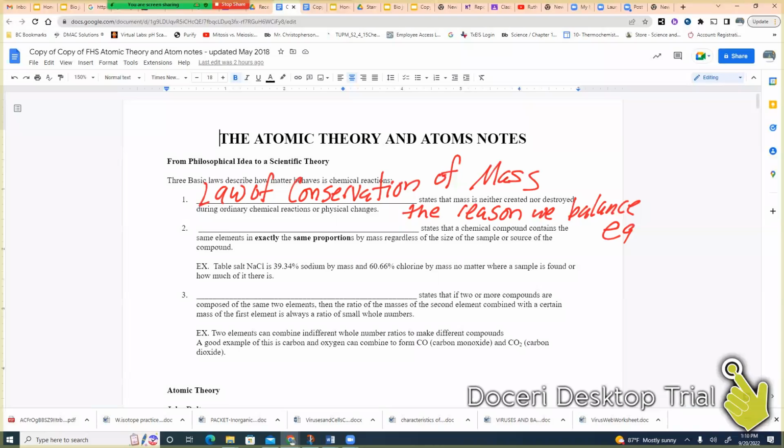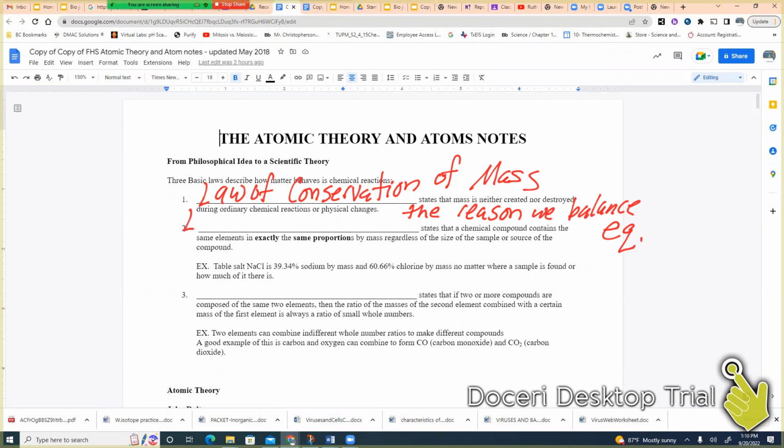I'm going to put EQ for equations. If you've done it correctly, you should be able to balance it so you have the same number of atoms on each side, because that shouldn't change. What they're combined with or not combined with will probably change, but not the actual number.